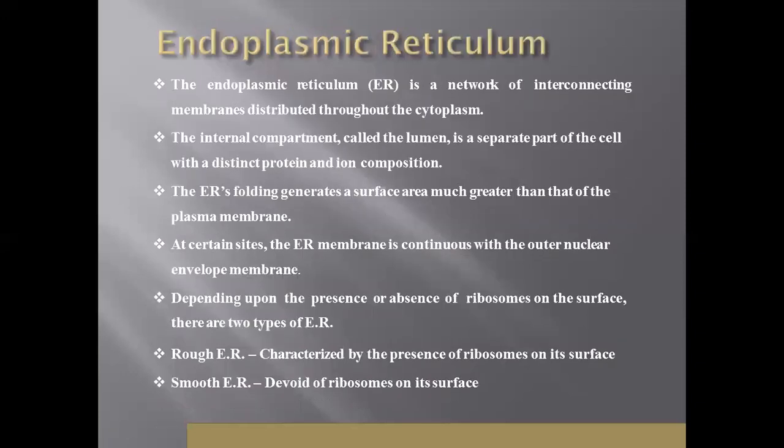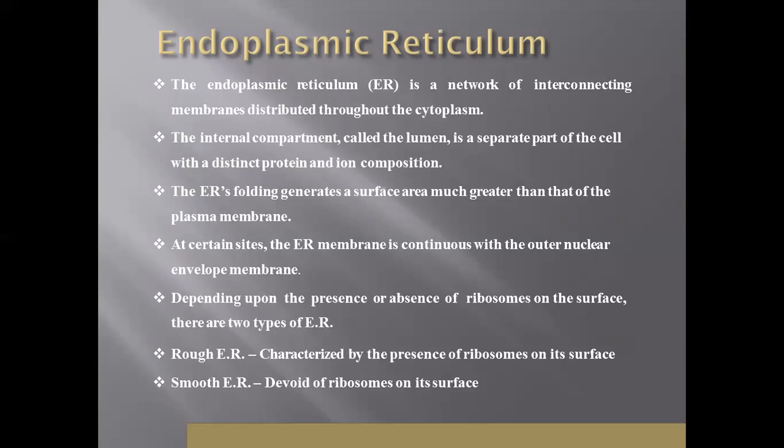Moving ahead. Now we will discuss the cell organelles one by one. The first cell organelle is endoplasmic reticulum. The endoplasmic reticulum is a network of interconnecting membranes distributed throughout the cytoplasm. The internal compartment, called the lumen, is a separated part of the cell with a distinct protein and ion composition. The endoplasmic reticulum folding generates a surface area much greater than that of the plasma membrane.